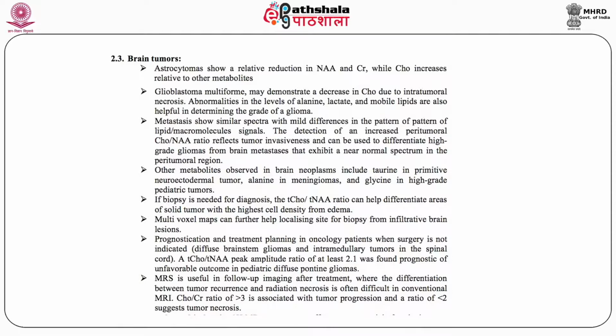A choline NAA peak amplitude ratio of at least 2.1 was found prognostic of unfavorable outcomes in pediatric diffuse pontine gliomas. MRS is useful in follow-up imaging after treatment, where the differentiation between tumor recurrence and radiation necrosis is often difficult in conventional MRI. Choline creatine ratios of greater than 3 is associated with tumor progression, and a ratio of less than 2 suggests tumor necrosis.